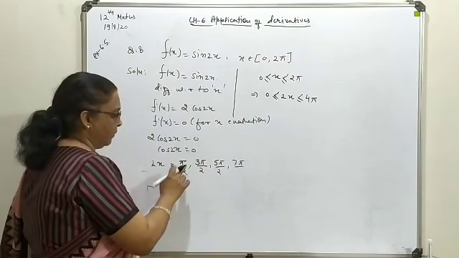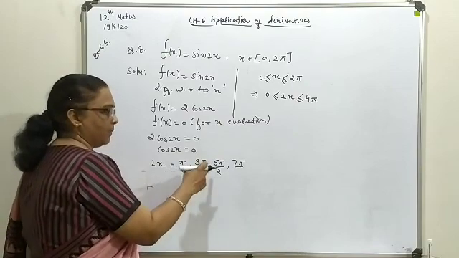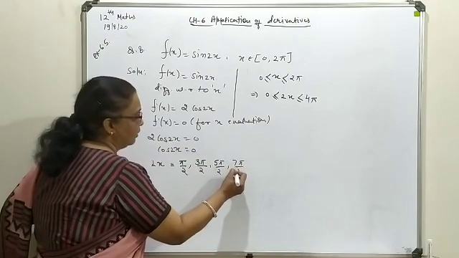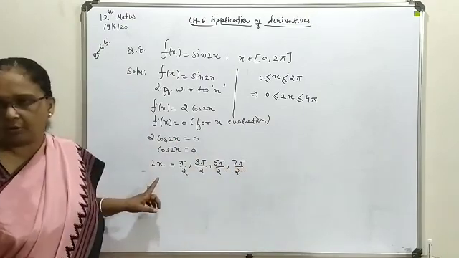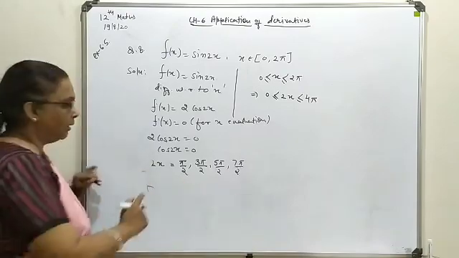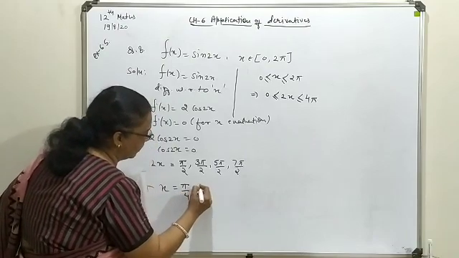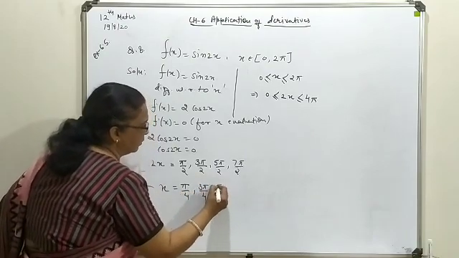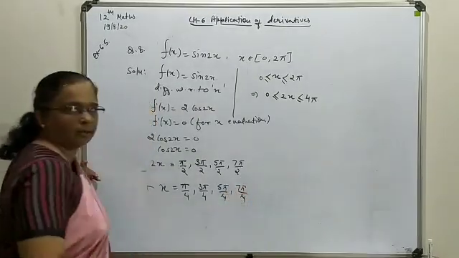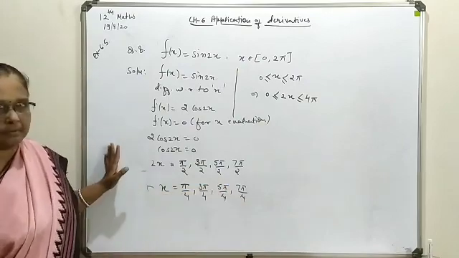Everywhere make addition by pi, so pi by 2 plus pi will give you 3 pi by 2, 3 pi by 2 plus pi will give you 5 pi by 2, 5 pi by 2 plus pi will give you 7 pi by 2. At last we required solution in form of x. So here you divide everywhere by 2, so the angles you will get are pi by 4, 3 pi by 4, 5 pi by 4, 7 pi by 4. So these are the angles for evaluation of your terms.